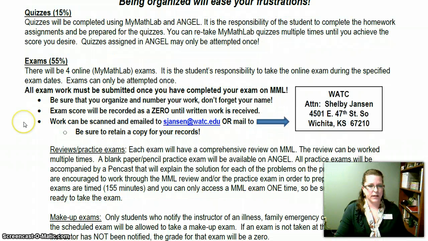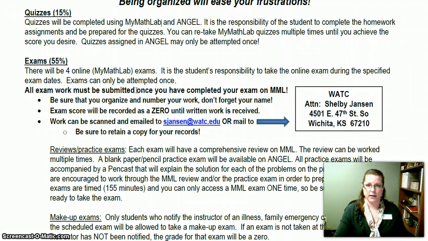Make sure when you sit down to take your exam that you are prepared to write down all of your work. Again, not all problems require work, but you are required to submit your written work to me. So make sure you put your name at the top of your paper and then number your work. That way, when you send it to me, I can look at it and I can see which problems correspond to the My Math Lab problems. All of your work needs to be submitted, and this is only for the exams, not quizzes or homework.